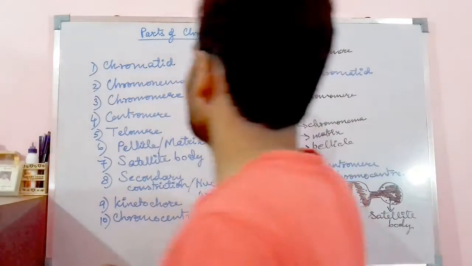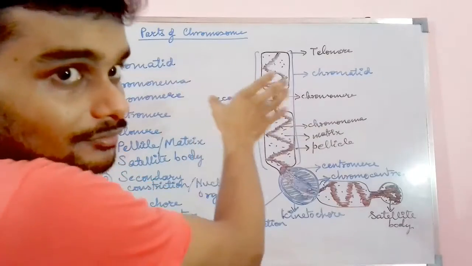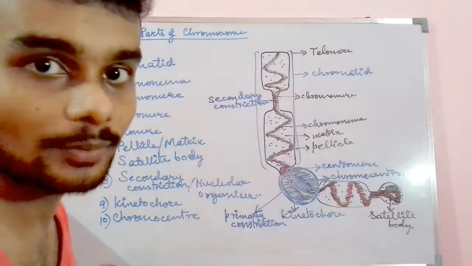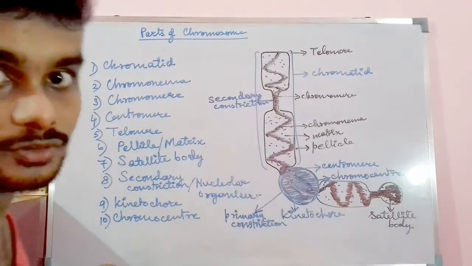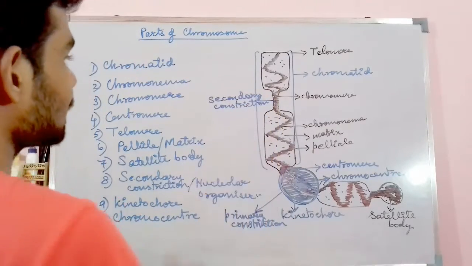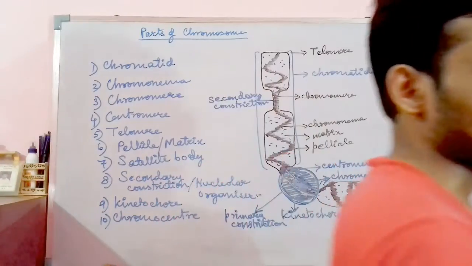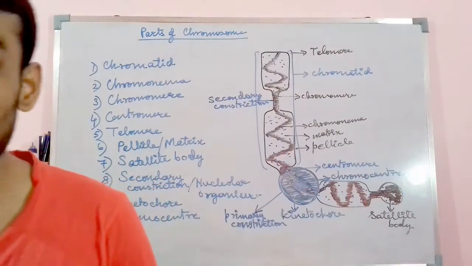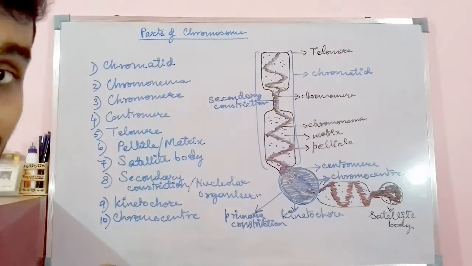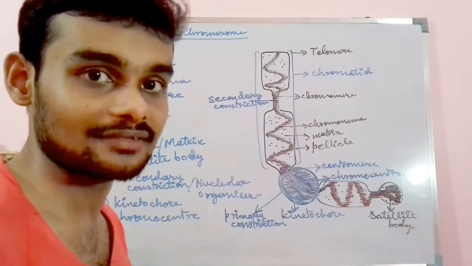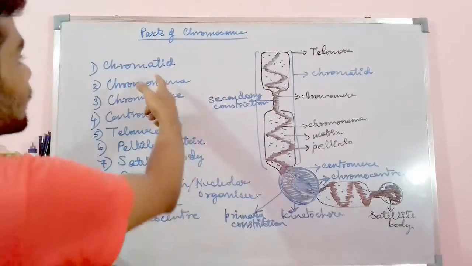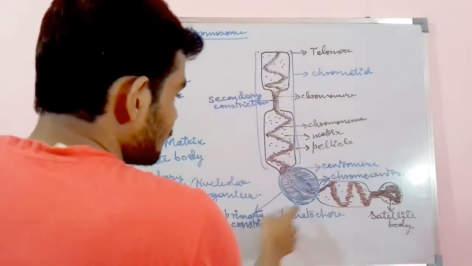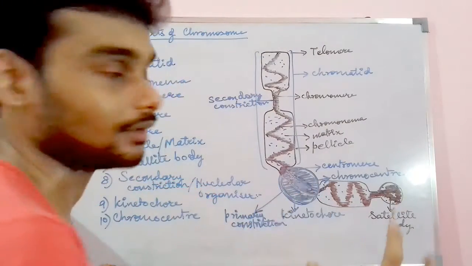Okay. The topic is the parts of the chromosome. In the first part we have the chromatid. Chromatid is nothing but the arm of the chromosome, the coiled, packed, dense chromatin fiber which forms the arm of the chromosome and becomes clearly identifiable during the late prophase. So this is one chromatid arm, which is attached to the centromere. This part is the centromere.